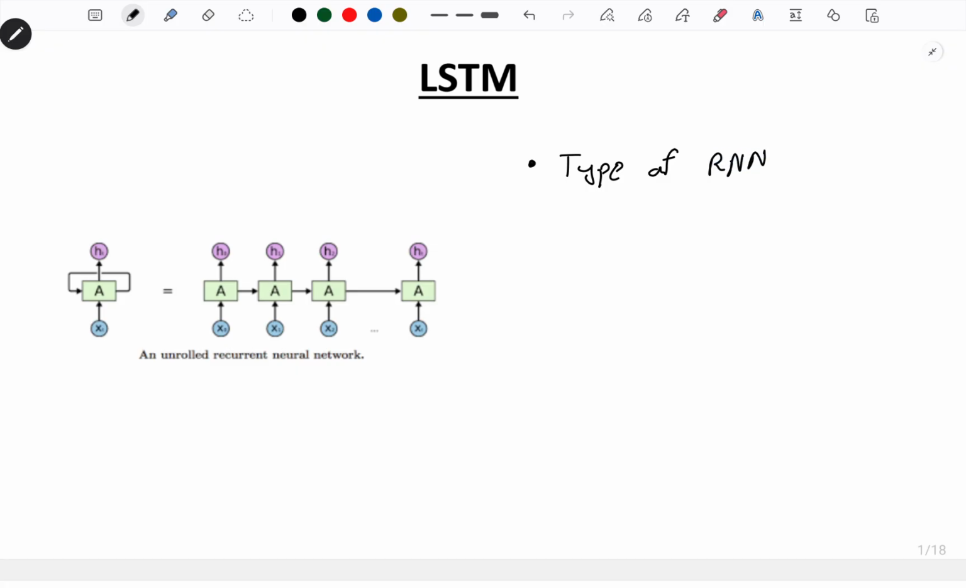Now the prerequisite for starting with this particular video is that you have a basic idea of RNN networks. If you don't have an idea of RNN, please go through the RNN video first, and after that you can come to this video. That would be better for your understanding. So let's first discuss the basic idea of the RNN, how RNN is working.